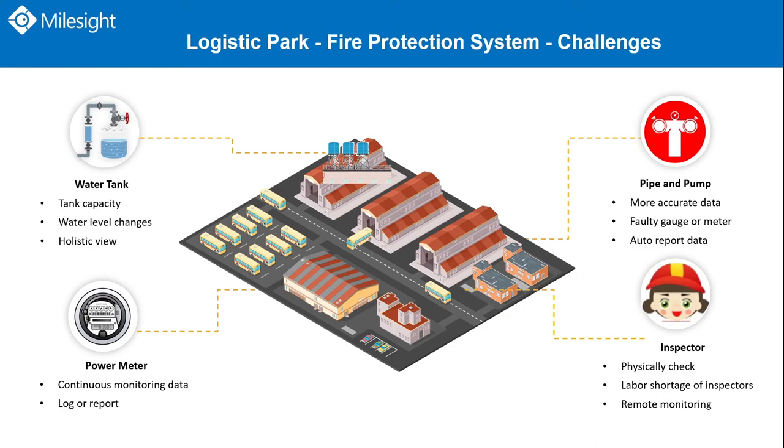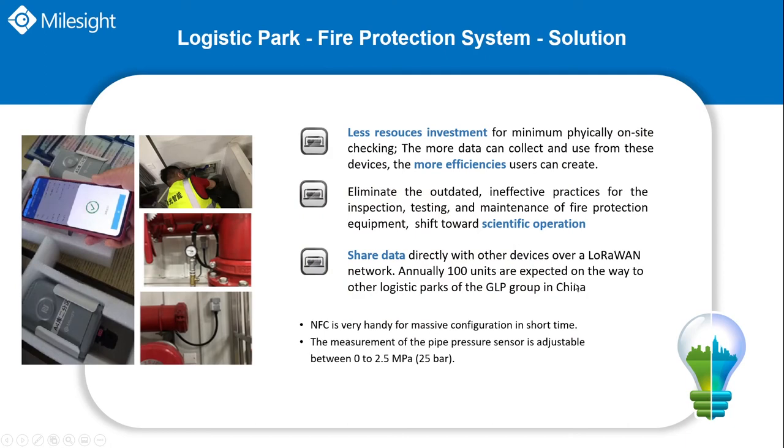So with Milesight, our pipe pressure sensors and submersible water level sensors are utilized to measure the pipe pressure and water level. The measurement range of the pipe pressure sensor is adjustable between 0 to 2.5 MPa, or we call it 25 bar. In some buildings, 1.6 MPa or 16 bar is enough to supply water normally in a sprinkler system. And in the rest of the area, it should be increased to 25 bar after going through field testing.